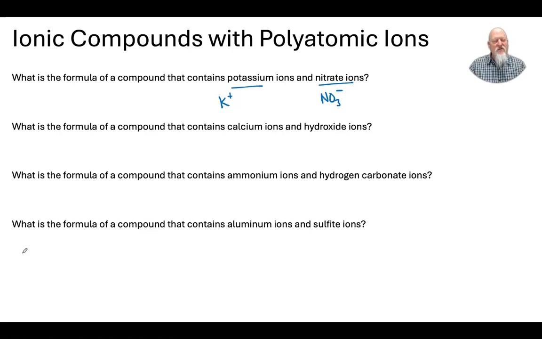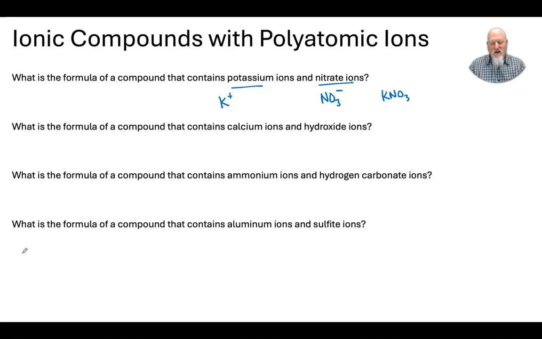Potassium is 1 plus, nitrate is 1 minus. So the formula for the ionic compound that forms between potassium and nitrate is KNO3. 1 potassium and 1 nitrate. And that's how we write it, just like that.